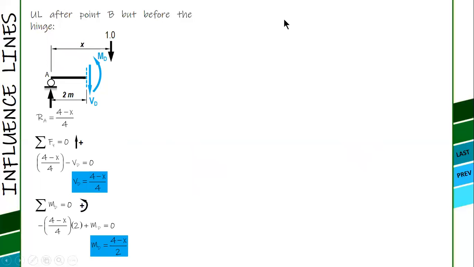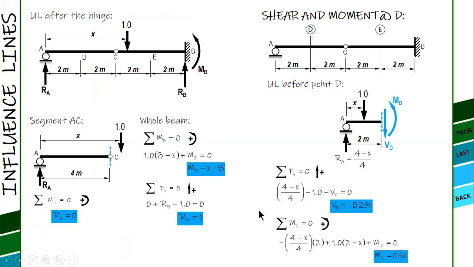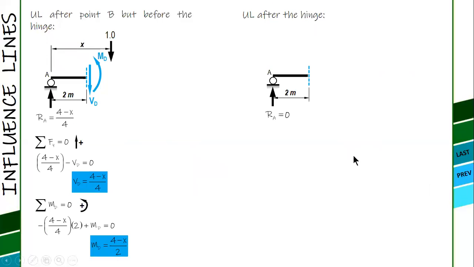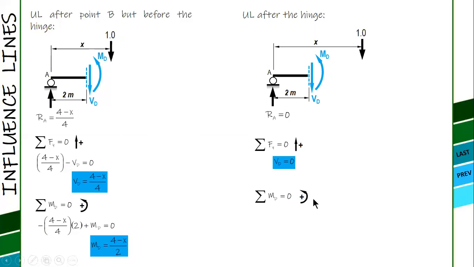And then the last one is after the hinge na. So this time, ang reaction mo lahi na after naman sa hinge. Unit load after the hinge, ang RA nimo is 0 man. RA equal to 0. So ang unit load nga dire after na sa hinge, shear or moment, sa pag-force, shear 0. Sa pag-force, sa pag-moment, moment 0.